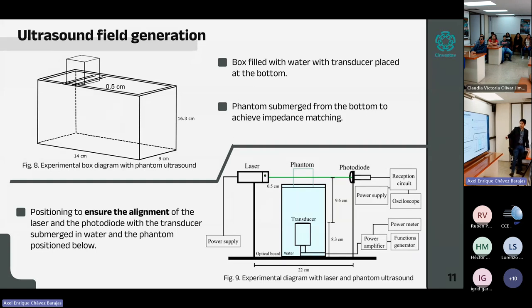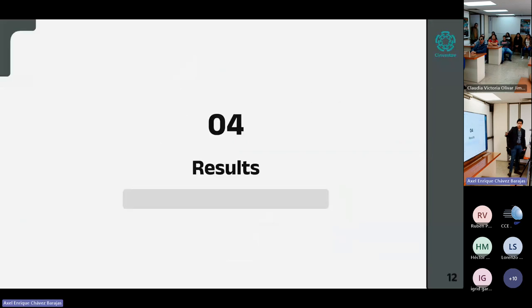All the experimental components were placed on an optical board, to ensure the alignment of the laser and all the components, as I show in this figure 9. And that was the methodology and the experiment configuration.